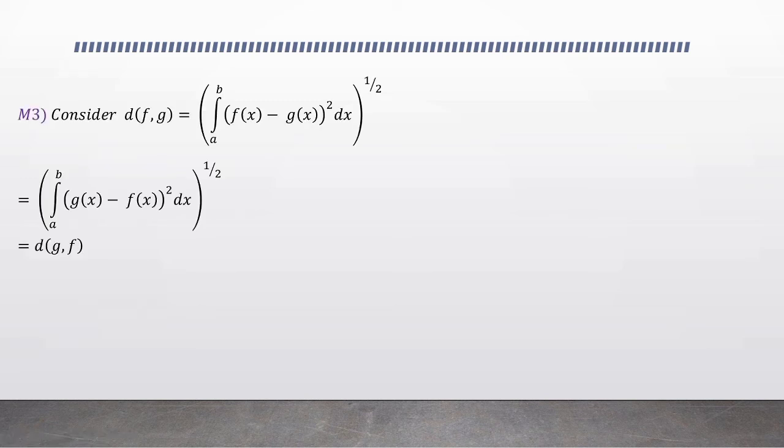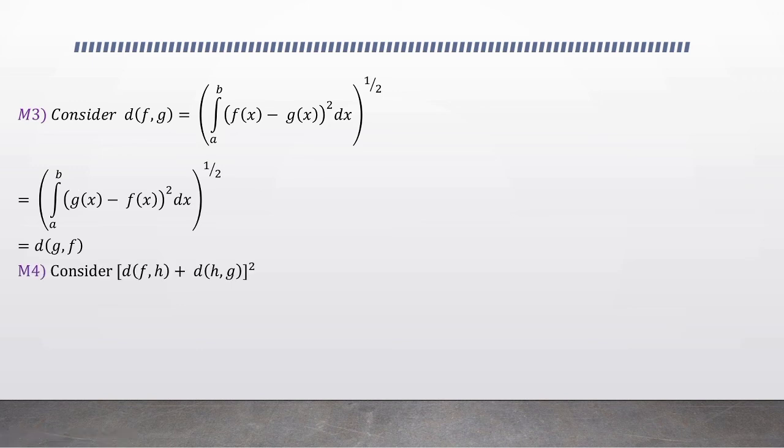Now next, symmetry. Consider d of f, g, which by definition we get this value. Now here, substituting f of x minus g of x as g of x minus f of x, because the value of (f of x minus g of x) square is the same as (g of x minus f of x) square, this is nothing but d of g, f, and therefore it satisfies the property of symmetry.